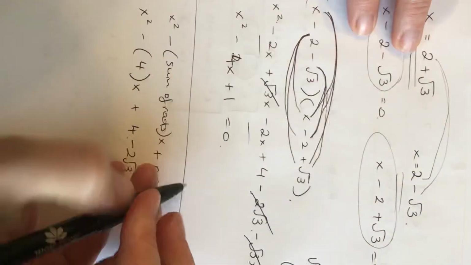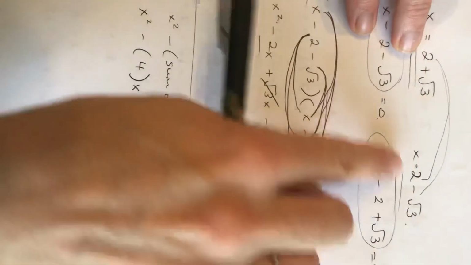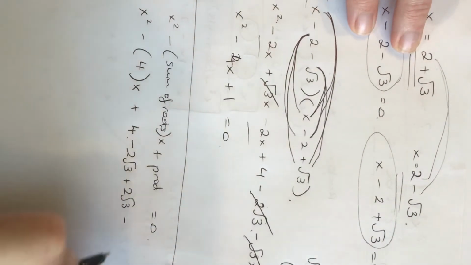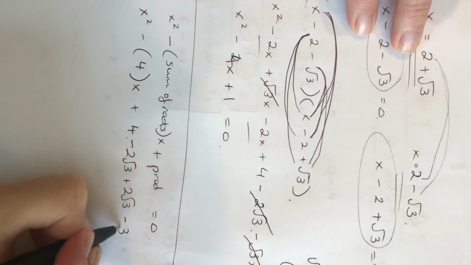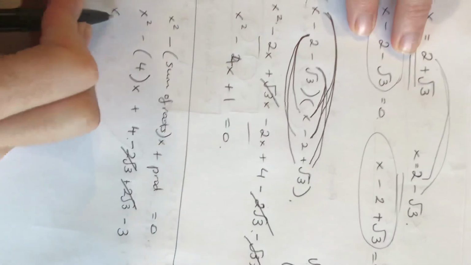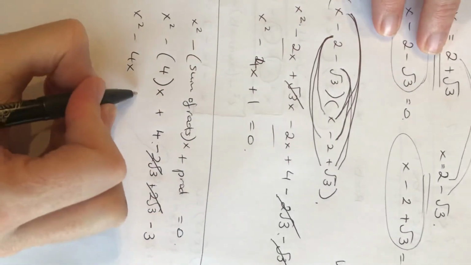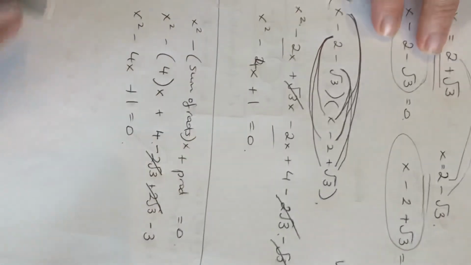2 by that is plus 2 root 3. And a minus root 3 by a plus root 3 is a minus root 3 squared, which is a minus 3. They cancel each other off. And I end up with x squared minus 4x plus 1 equals 0.